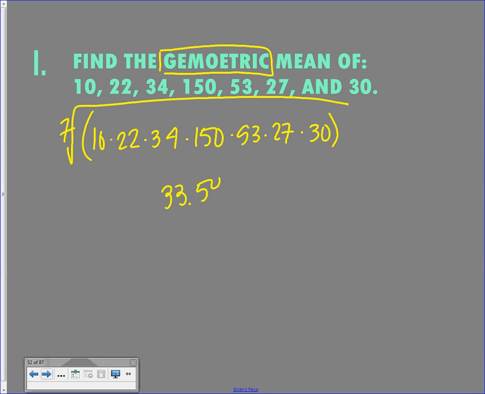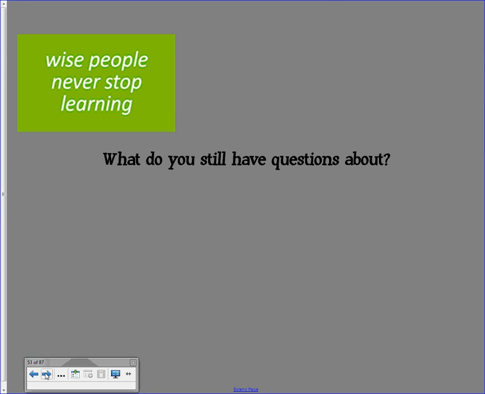Please make sure that you can get that number on your calculator. You may be able to find the 7th root button on your calculator, or on your calculator, just do it to the caret of 1/7. Either one will work fine. So a little trickier today, so I'm sure there are still lots of questions, and wise people never stop learning, so go ahead and write some questions and bring those to class tomorrow.